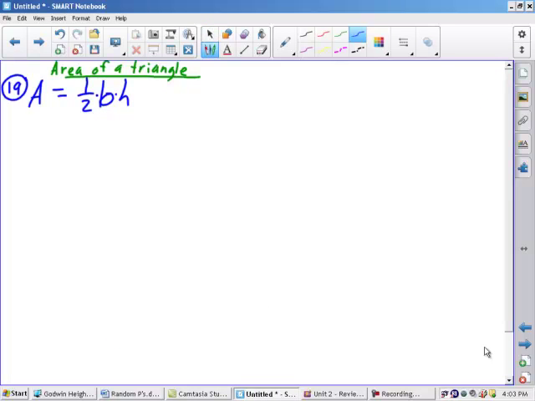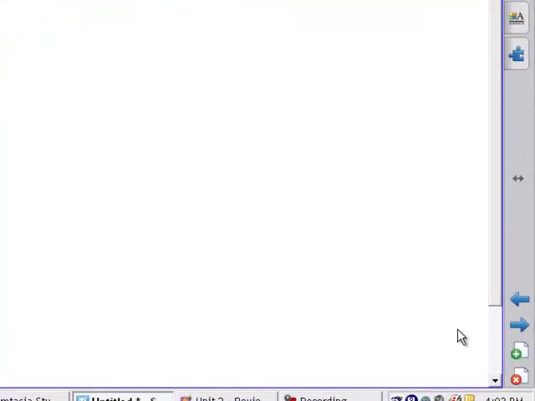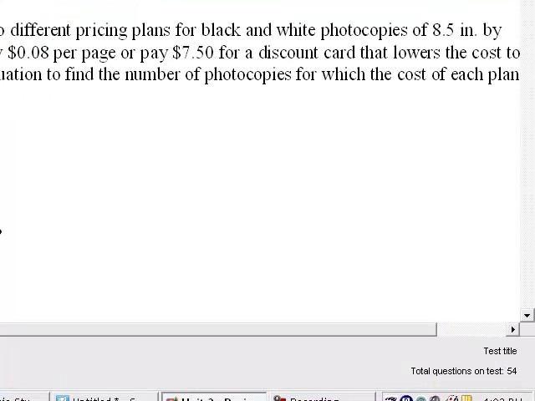Okay, looking at number 19, you got what is the height of a triangle that has an area of 60 square yards or yards squared. Sorry, I'll scroll down.